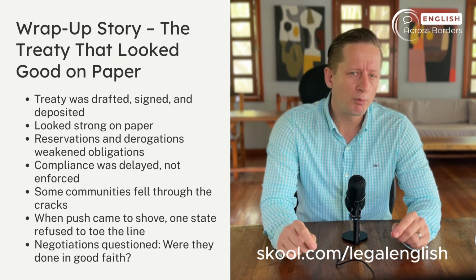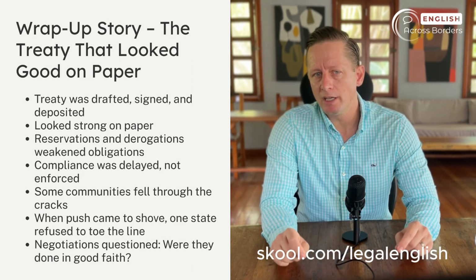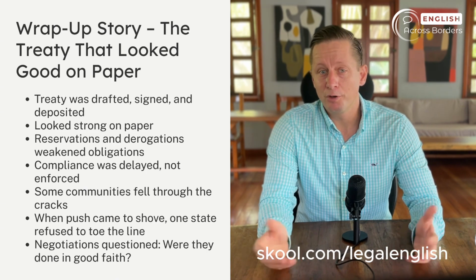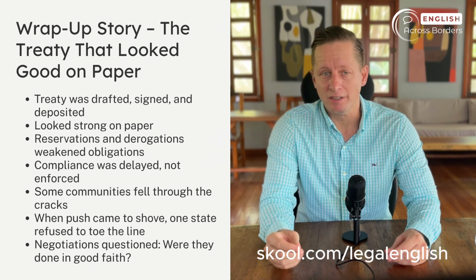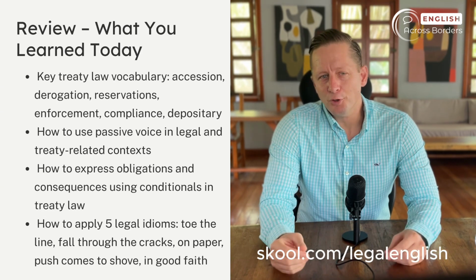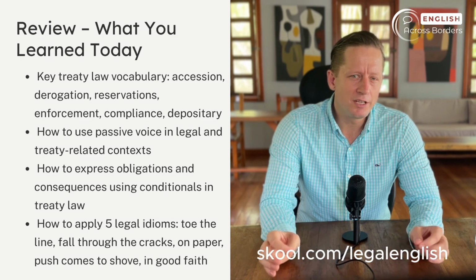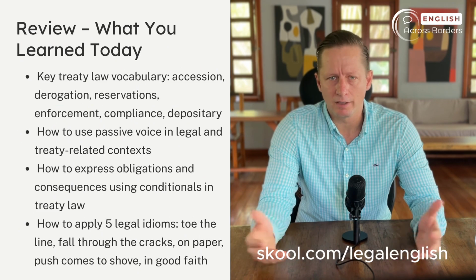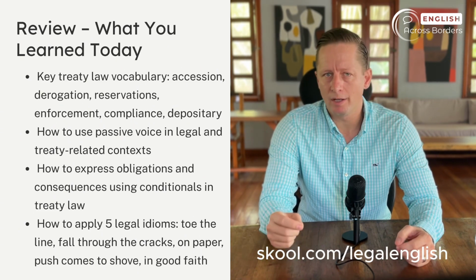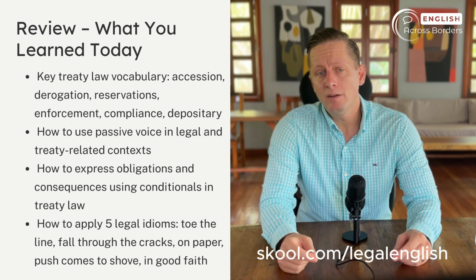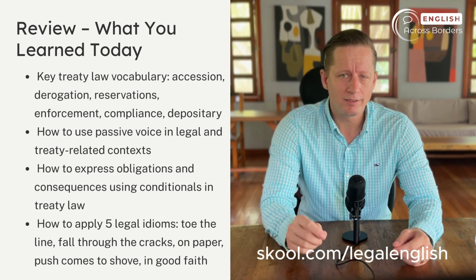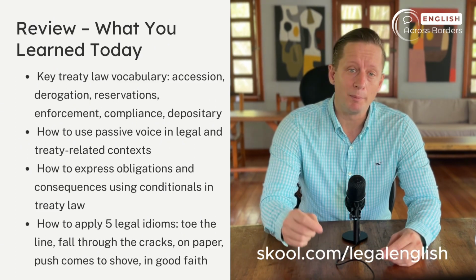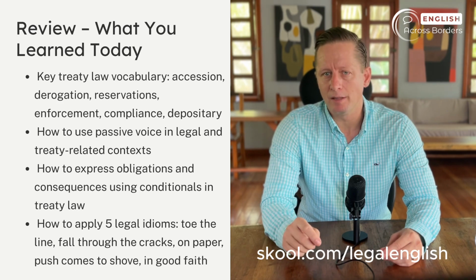If enforcement were properly coordinated, and if legal obligations were upheld without exception, fewer communities would fall through the cracks, and treaty law would function as it was intended. Let's review what you learned today. First, you learned essential vocabulary from the language of treaties, words like accession, compliance, and derogation, which help you speak clearly about international obligations. Then we practiced using the passive voice, which is standard in legal writing, especially international law, and especially when describing processes or actions without naming the actor.